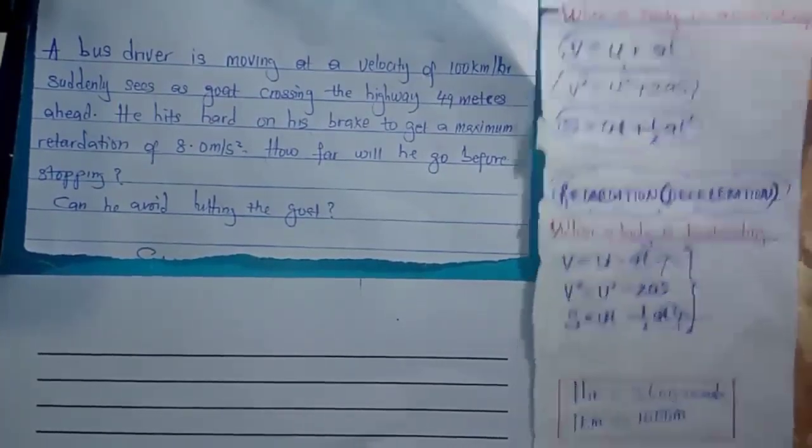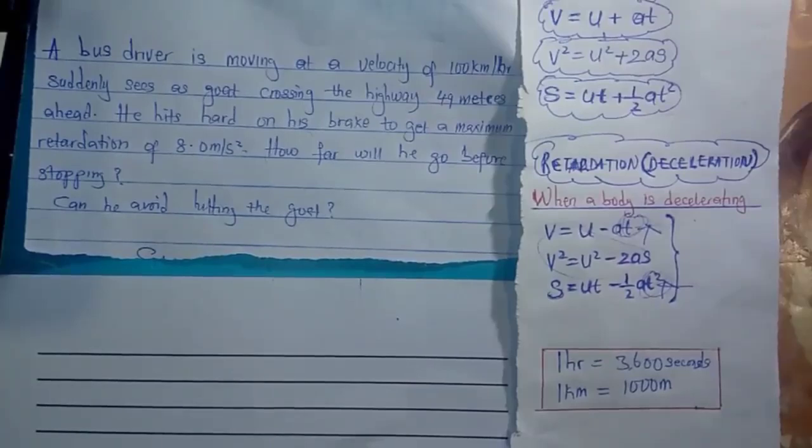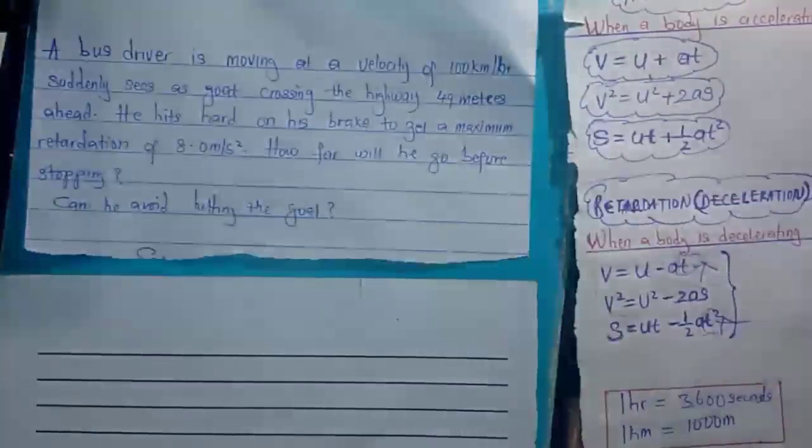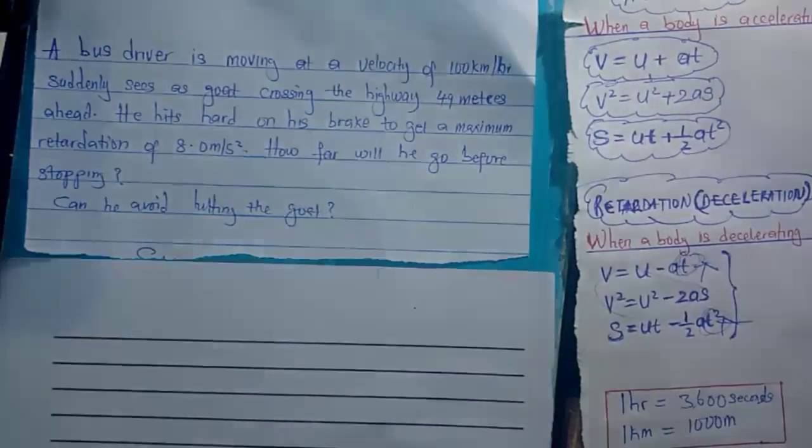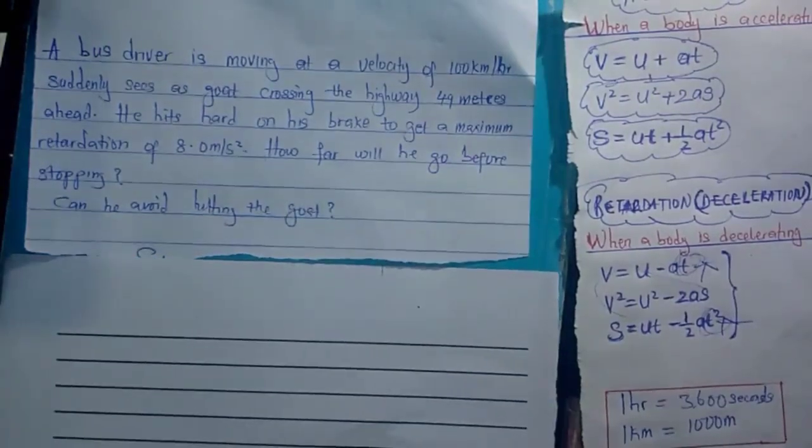Also below here is a very useful conversion formula. 1 hour is equivalent to 3600 seconds and 1 kilometer is equivalent to 1000 meters. Now let's proceed to solving the problem. Before we solve the problem, we need to write out the parameters given in the equation.